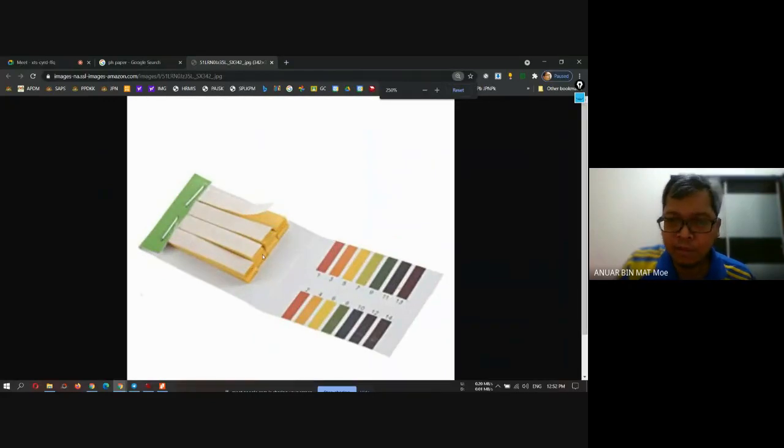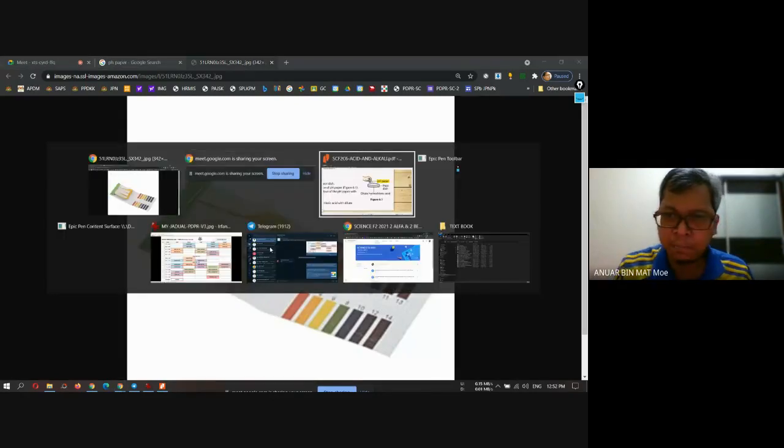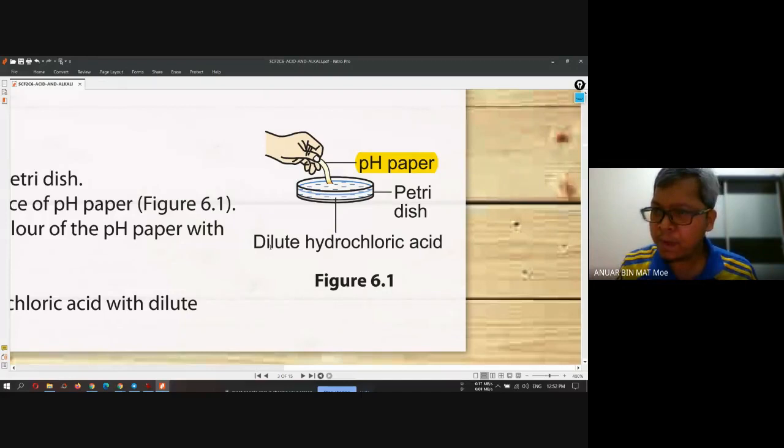Okay, it's just a piece of paper. And then what happened when you put the pH paper into the solution that we did not know whether the solution is acid or alkaline? What happened to the pH paper when you put it inside, for example, the beaker here? It changed what, class? It will change color, right? It will change color.